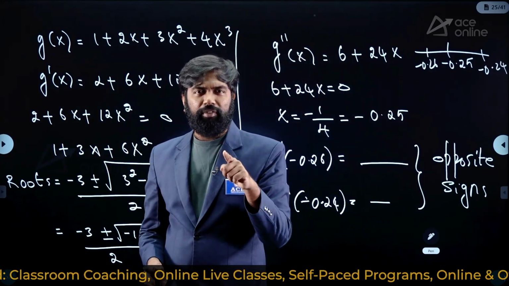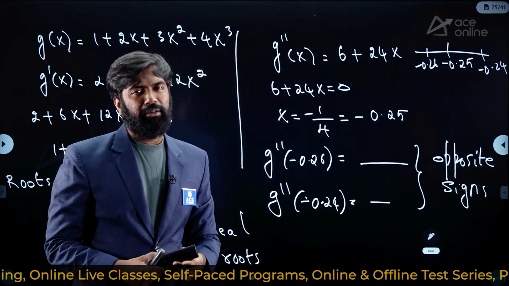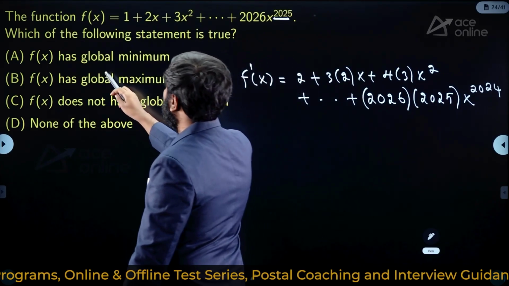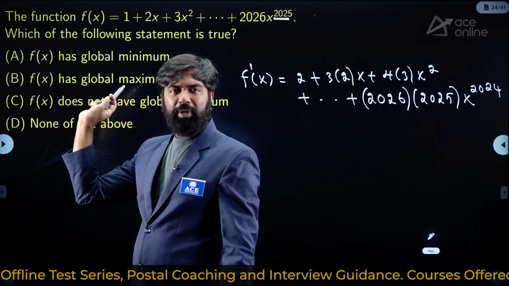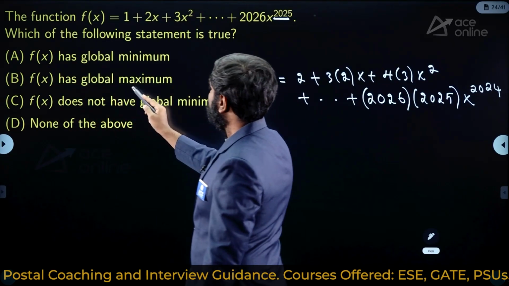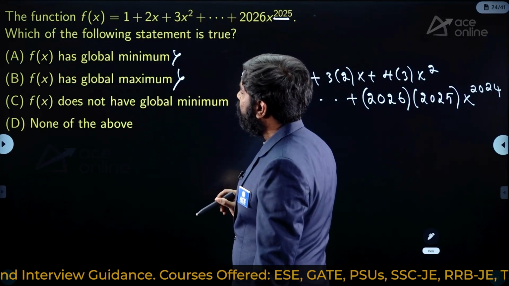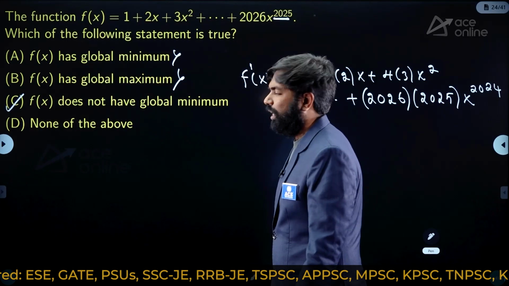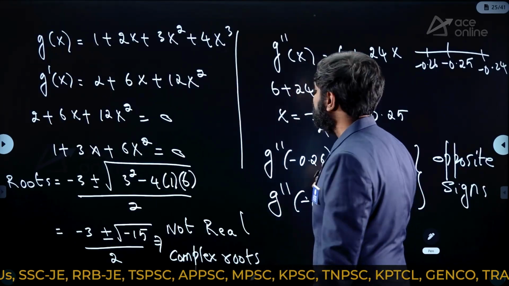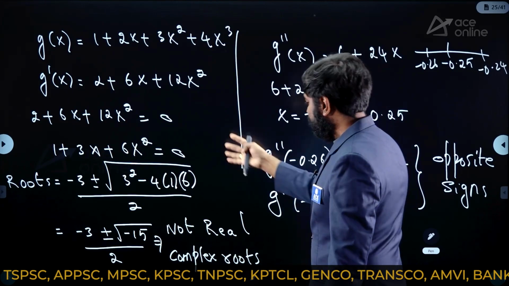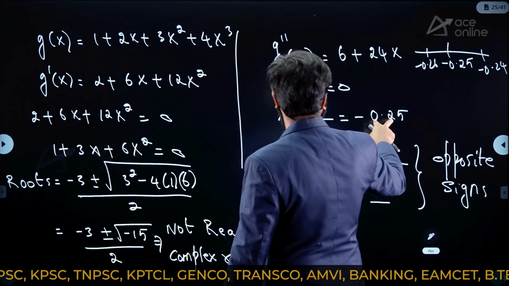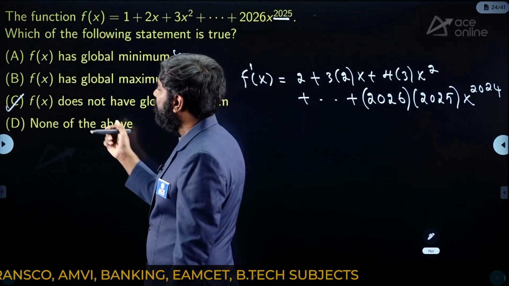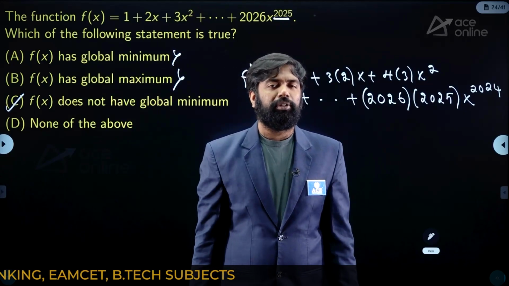So now what's the conclusion? At an inflection point, we have neither maxima nor minima. You can pick the appropriate option. So f of x has global minimum? We said no. No maxima, no minima, we said. And f of x has global maximum? No. F of x does not have a global minimum? Yes. So this fits into the correct answer. We have no real stationary points, and in fact at minus 0.25 we have an inflection point. So f of x does not have a global minimum is a correct statement in this particular problem.